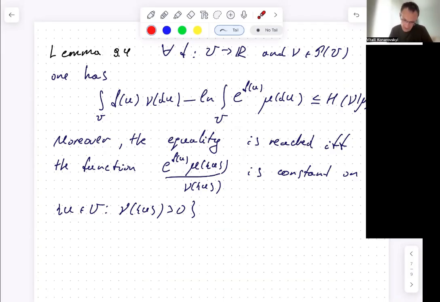Because if you start with nu where some atom is equal to zero, then you can approximate it by a measure with mass that is a little bit positive. And when you have this inequality for the sequence, you pass to the limit, and this inequality will be preserved. Okay, I see.